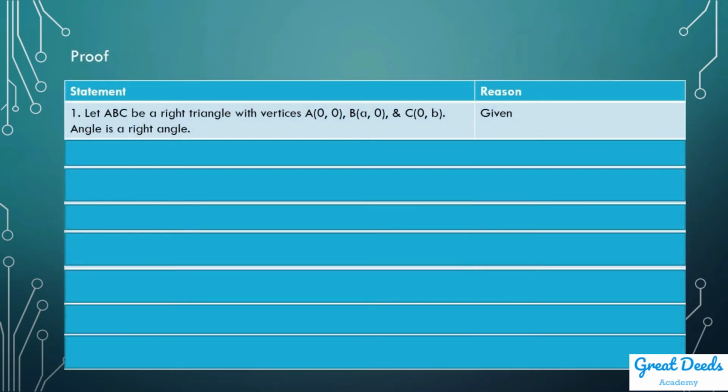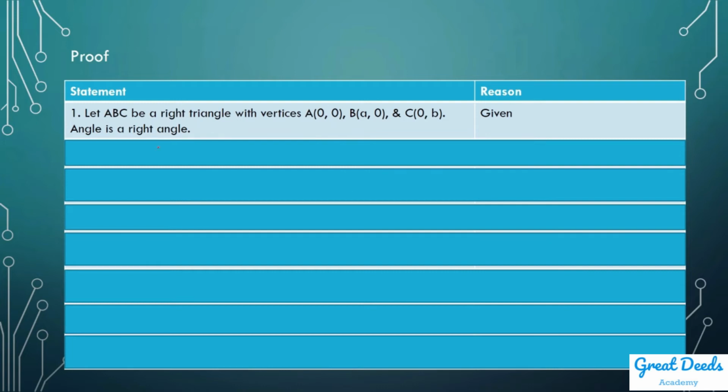When you write a proof, you begin by writing the word proof. This is a 2-column format for proof. This is what you used to do when you were in junior high school. So how do you begin? Let ABC be a right triangle with vertices A, B, and C, and angle A is a right angle.